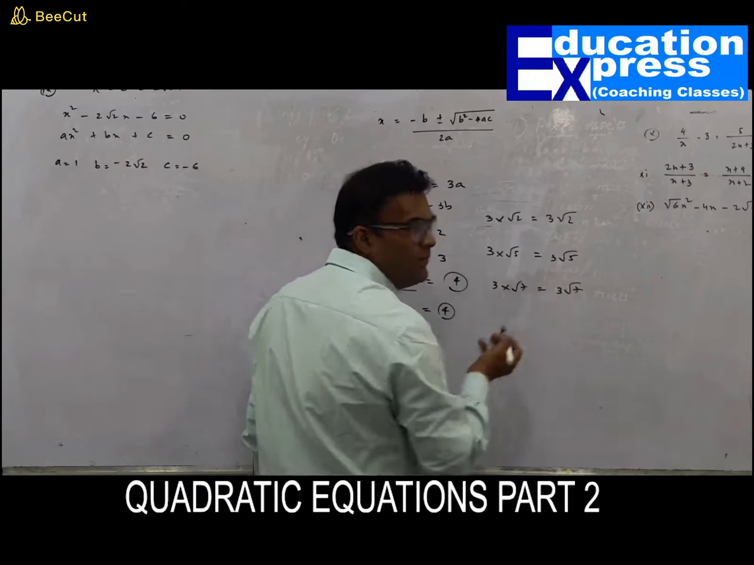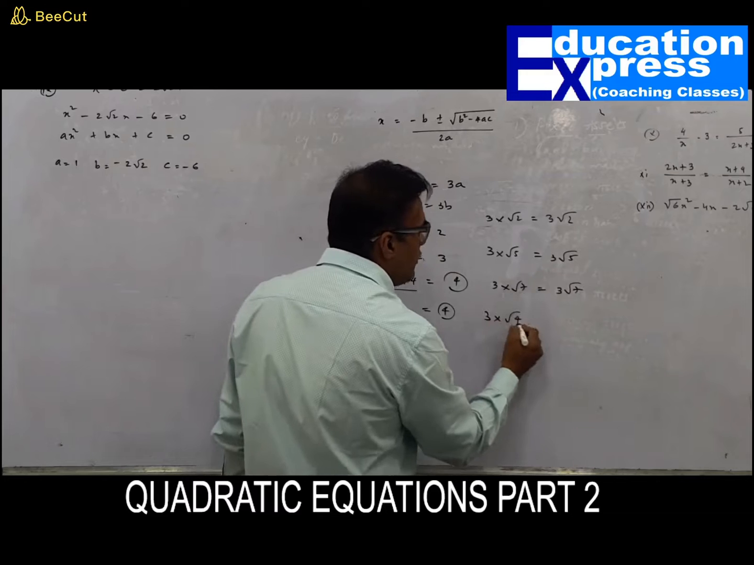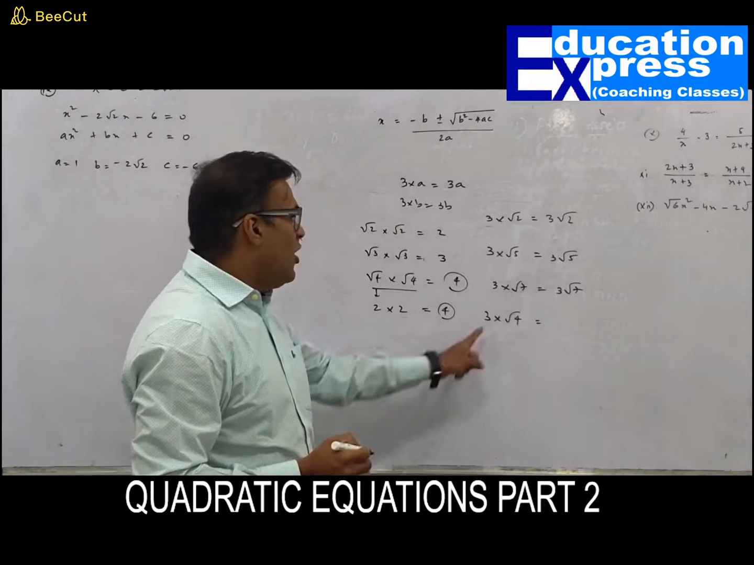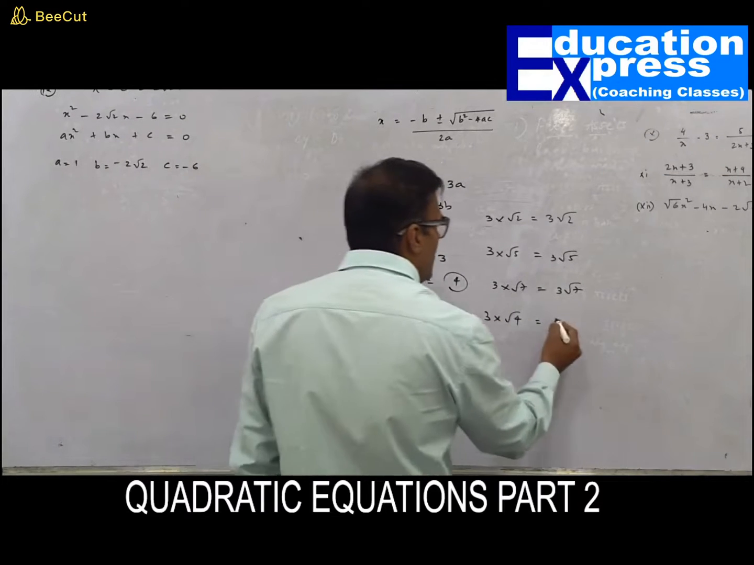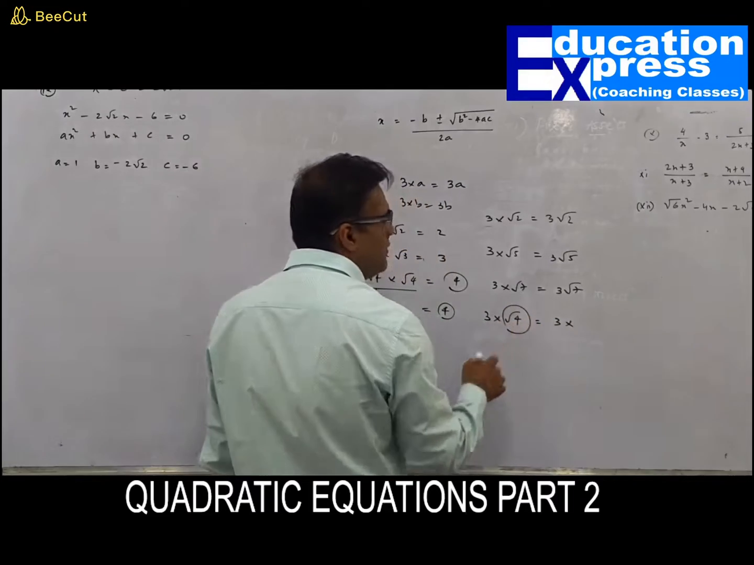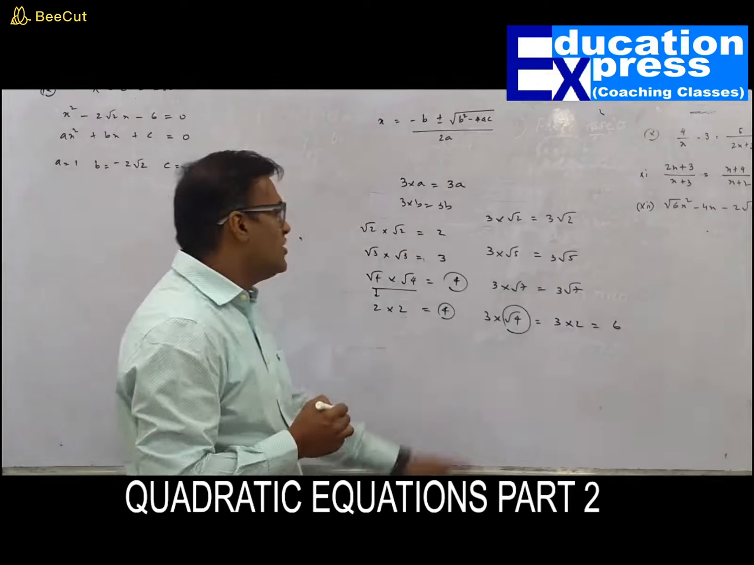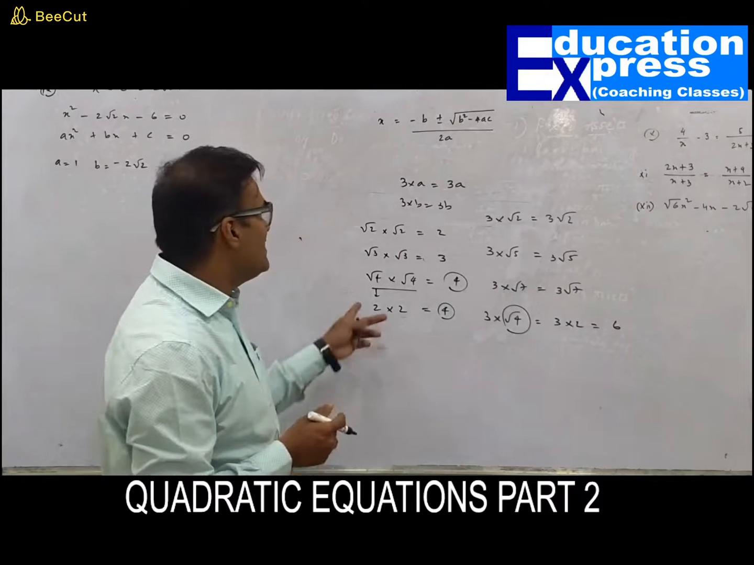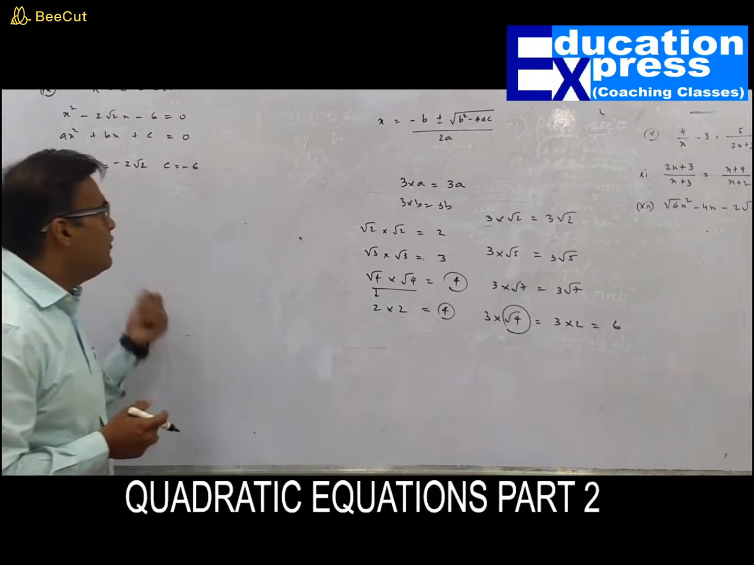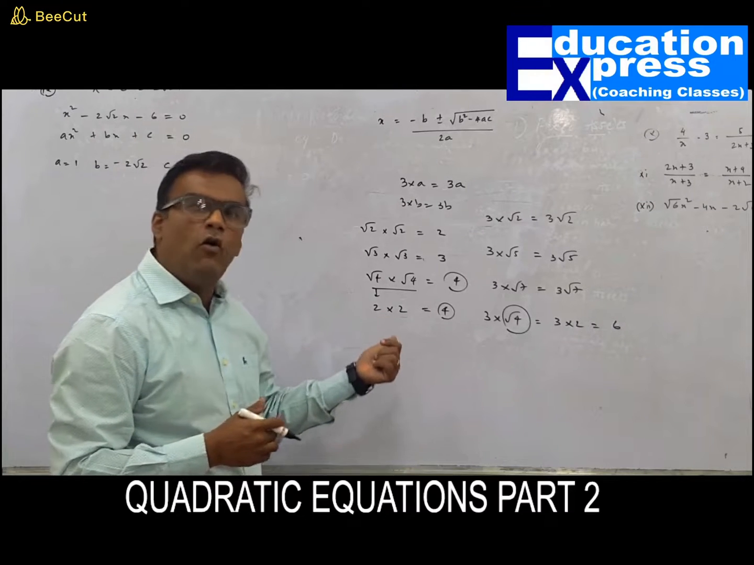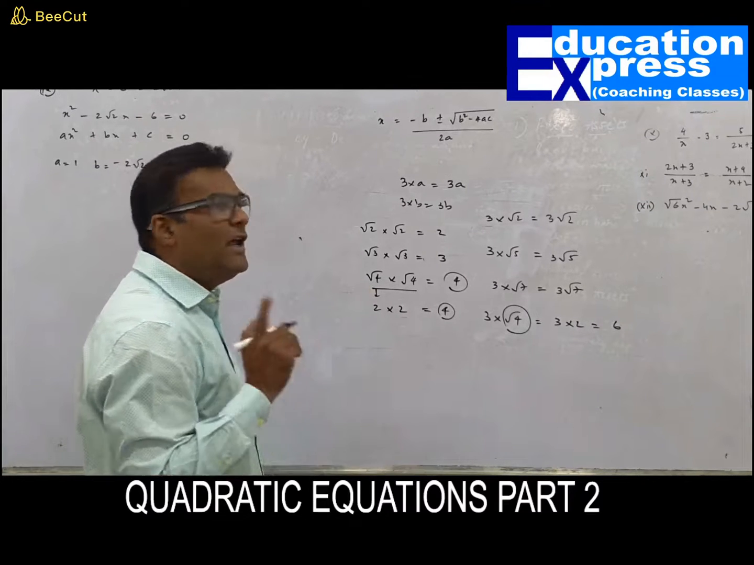3 root 7. 3 into root 4. I am sorry to say this. It will not be 3 root 4, but it would be 3 into 2, because 4 being a perfect square, that would be 6. So you need to be a little cautious with respect to this. The rest all is very, very simple. On the same analogy, if you follow, you will be able to find out the value of all the roots of the given quadratic equation.